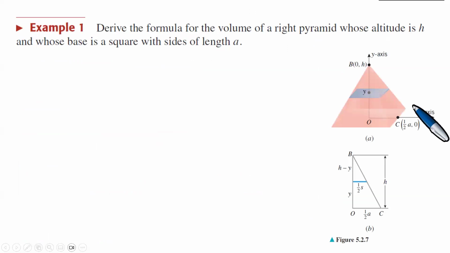Right, so now we can quickly, without wasting much time, do some volumes here. Let us find this volume. Derive the formula for the volume of a right pyramid whose altitude is h and whose base is a square with sides of length a.